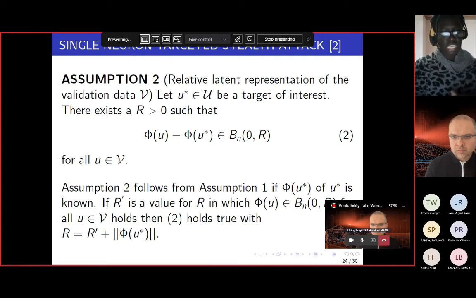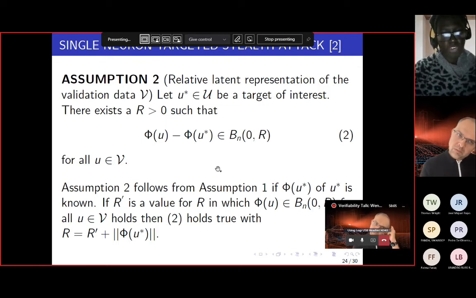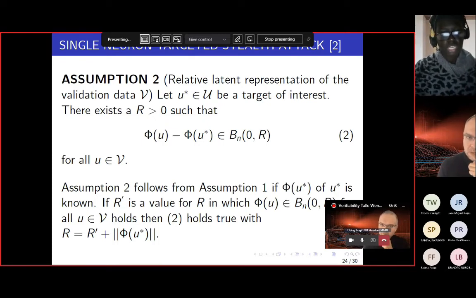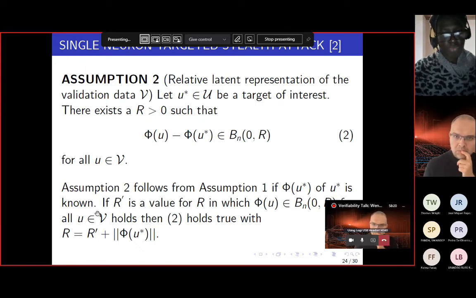And one other thing is that this condition, which I've called 2, holds whenever we have a radius r prime, which is a value of r where our condition 1 holds from assumption 1. So if this is followed, then we are able to have the following radius, where we have r prime plus the magnitude over here.